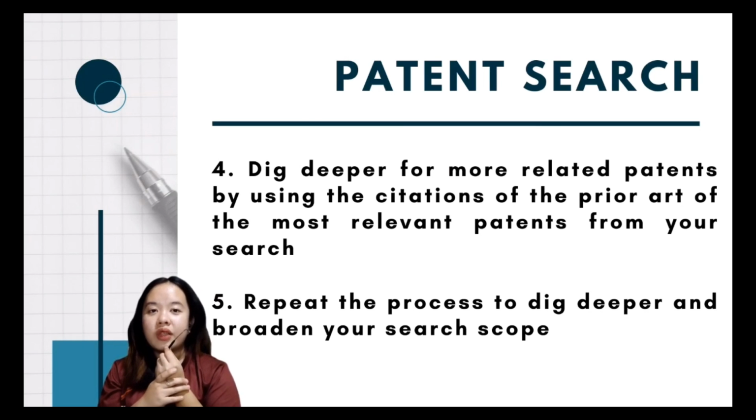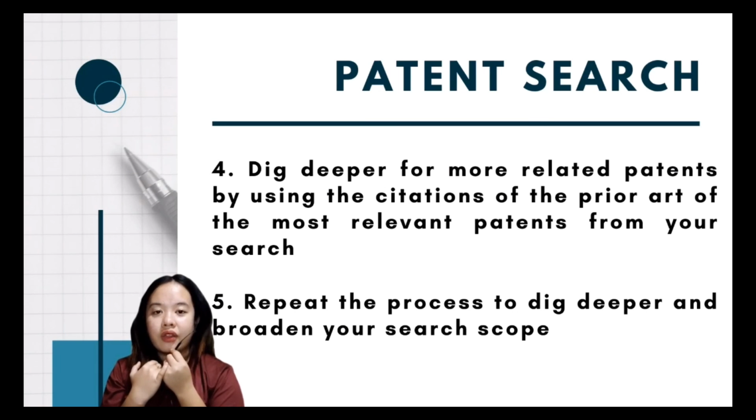Step 5. Repeat the process to dig deeper and broaden your search scope. To broaden your search scope, looking into non-US patents and non-patent literature in other authoritative patent offices is important. Looking into a patent family is also a great way to gain more insights or related information from other countries.